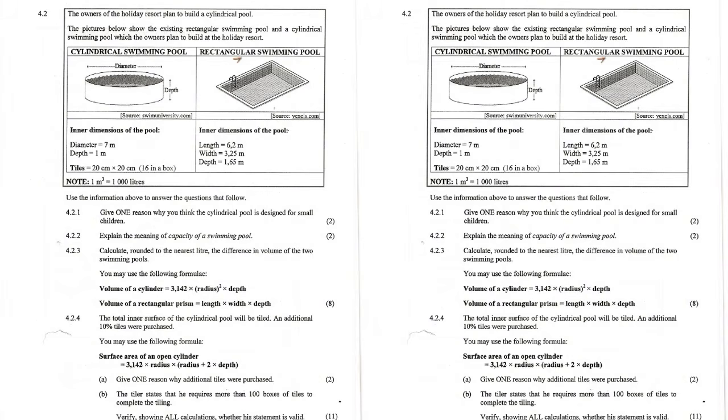And we have been given the formula to calculate the volume of a cylinder, and also the formula to calculate the volume of a rectangular prism. So this obviously means that we need to calculate the volume of the cylindrical swimming pool using the formula given to us, and also calculate the volume of the rectangular swimming pool using the formula which has been given to us. And then after that, we're going to take the two volumes and determine the difference between them, which means that we're going to take the bigger one and subtract the smaller one, and then we will get the difference.